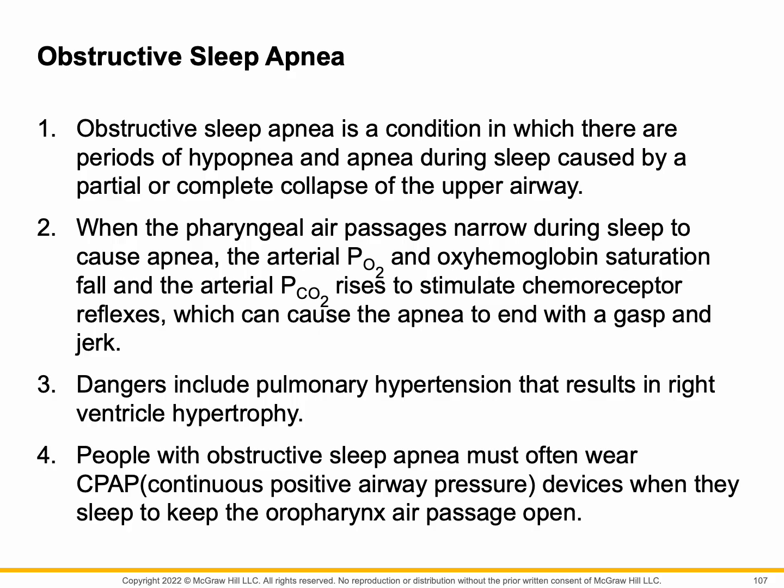Dangers include pulmonary hypertension that results in right ventricle hypertrophy, and people with obstructive sleep apnea have to wear a CPAP machine, also known as continuous positive airway pressure device, when they sleep to keep that oropharynx air passage open.